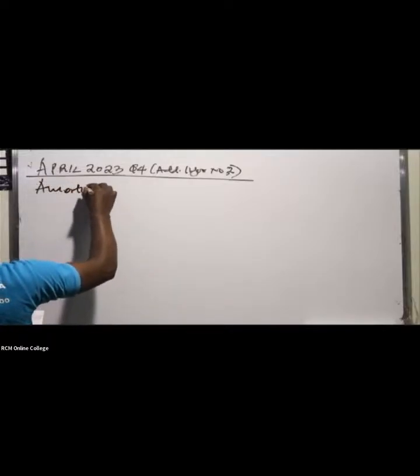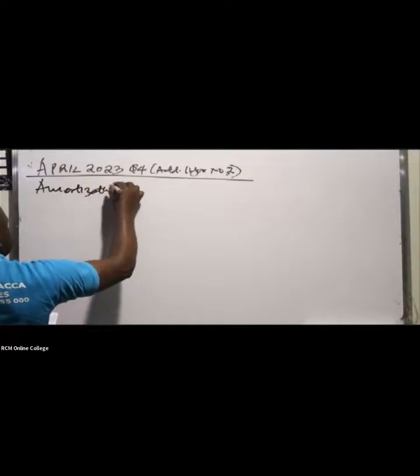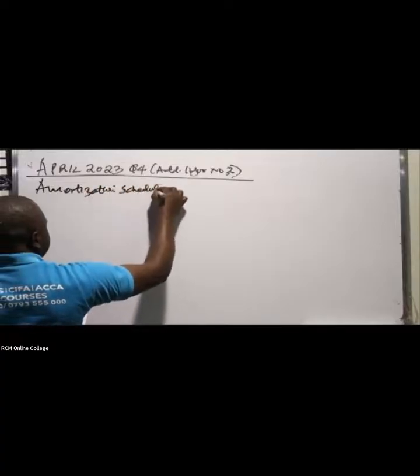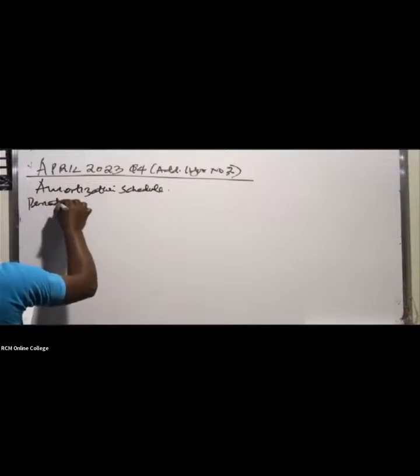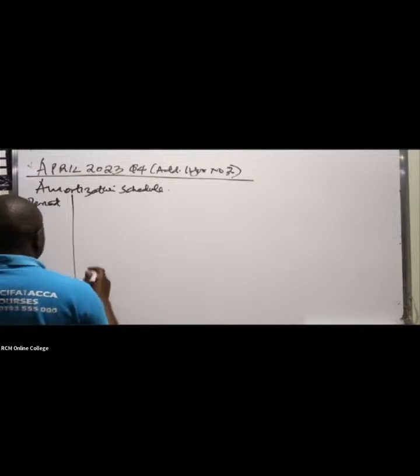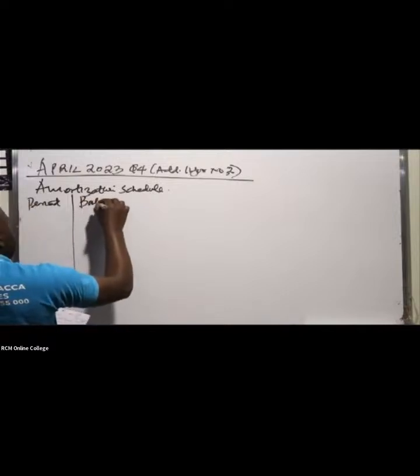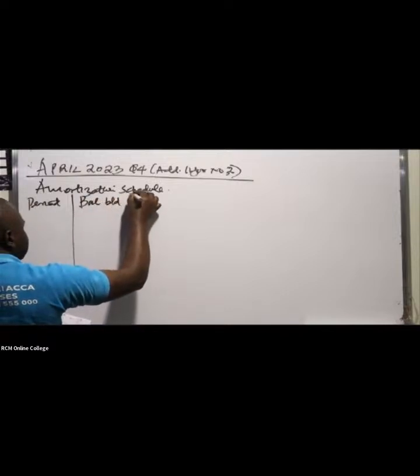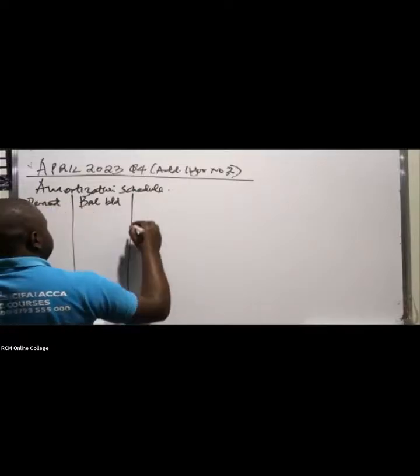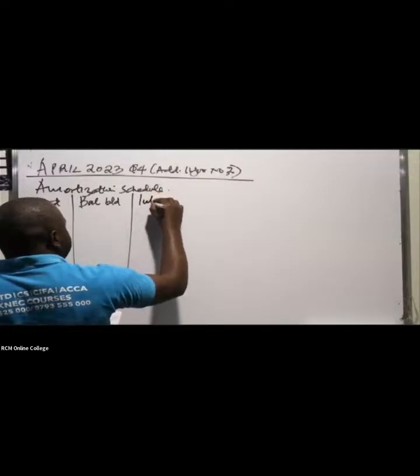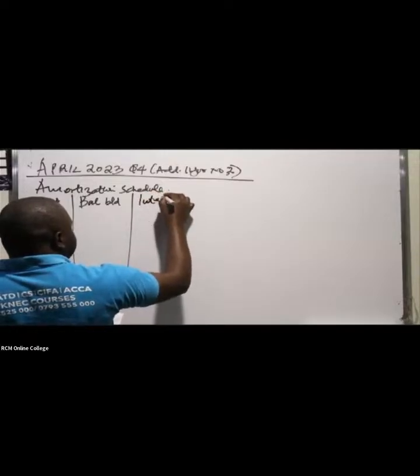So we come up with the amortization schedule, and we'll start with the period. Then you go to the balance brought down. This is where the payments are being done in arrears. It means interest comes immediately before payment.